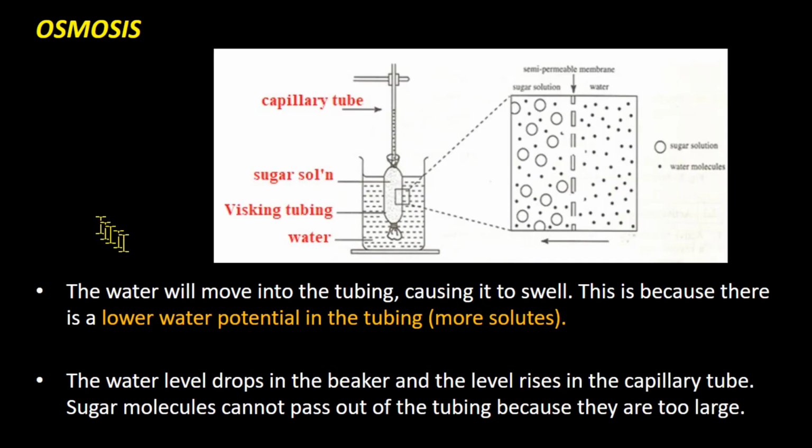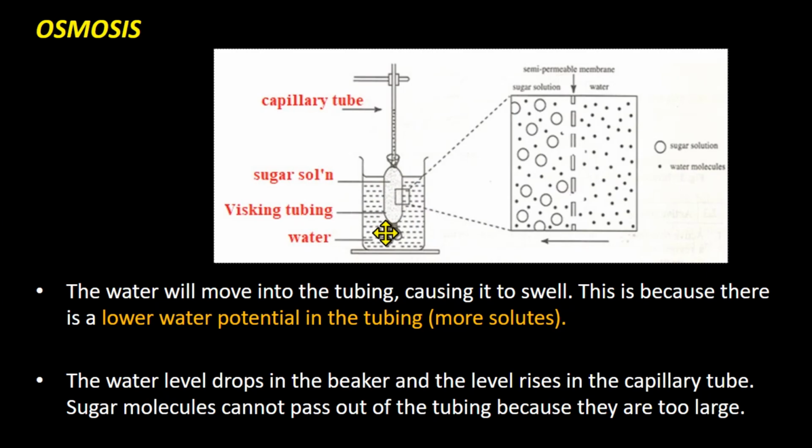In this experiment, we have some Visking tubing, which is partially permeable, and this contains a sugar solution, let's say a glucose solution. There's a capillary tube attached to the solution, and this is placed in a beaker of pure water. So what's going to happen here? The water is going to move into the tubing from the beaker, and this will cause the tubing to swell.